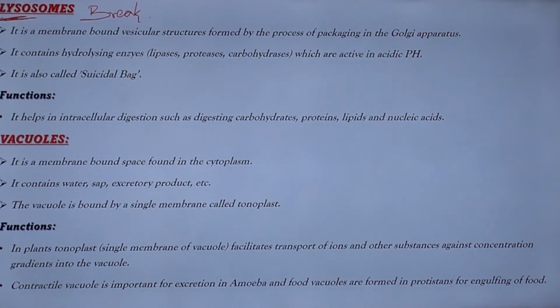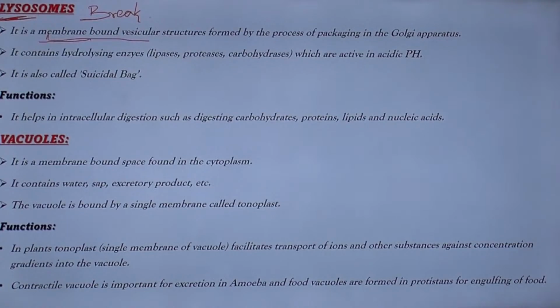So it is a membrane bound vesicular structure formed by the process of packing in the Golgi apparatus. We already saw that the Golgi apparatus works as packaging material, packing many materials inside. So lysosomes are membrane bound vesicular organelles. So ribosomes? Non-membrane bound organelle, but present in both prokaryotes and eukaryotes. Lysosomes are membrane bound vesicular structures.